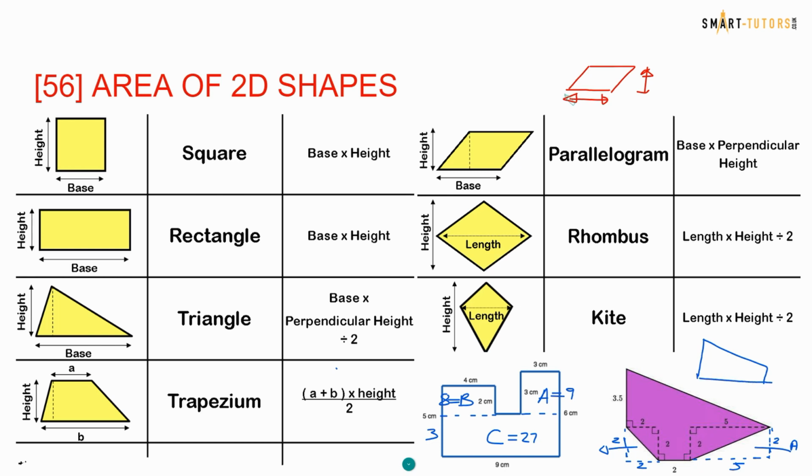And that is 3.5 plus 2 is 5.5. And 2 here, and this is 2, 2, and 5 is 9, and parallel sides add up together, so 2 plus 5.5, and divide by 2 times by 9. That is the biggest trapezium area. Take away these two triangles, gives the shaded area in purple.